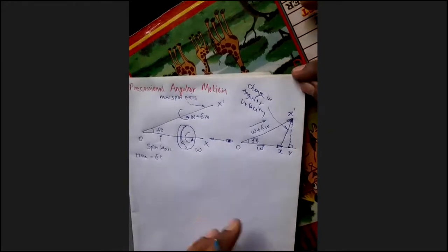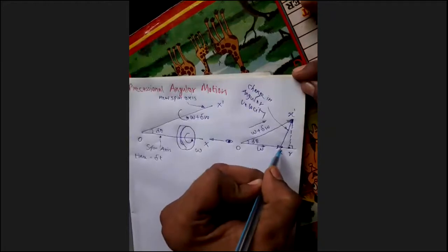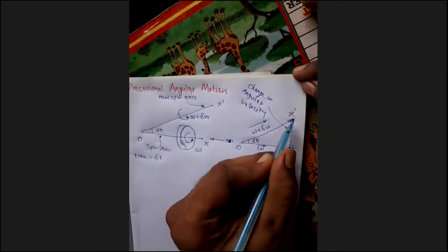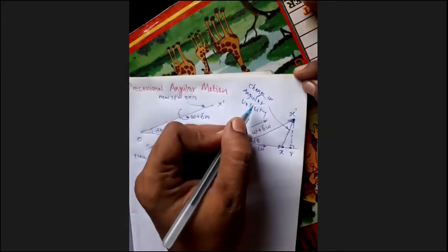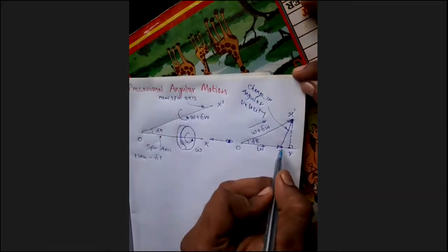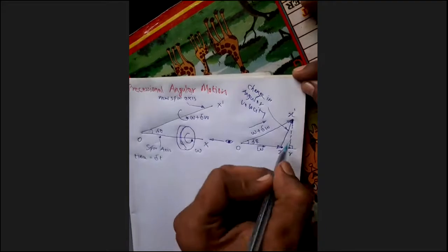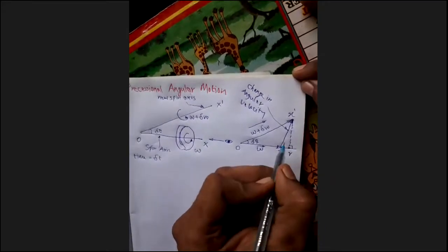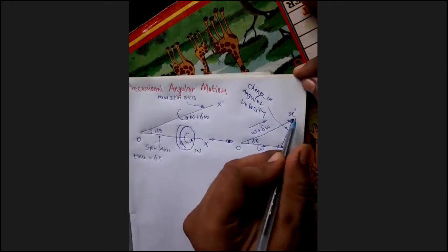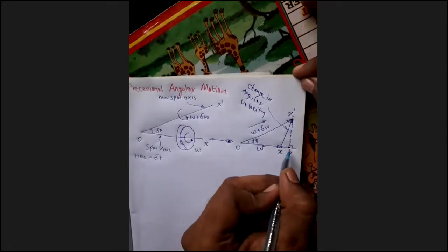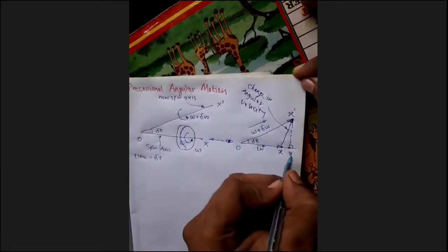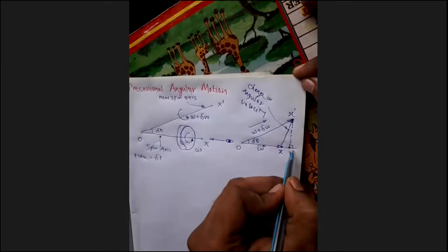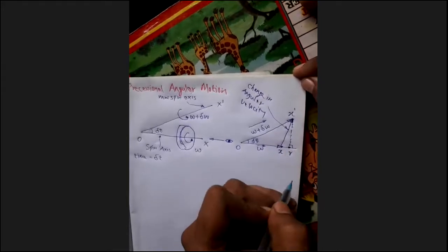Now you see, if I consider these two vectors, x dash, this vector, which is representing change in angular velocity, will have two components, xr and rx dash. Component xr represents change in velocity along OX. Component rx dash represents change in velocity perpendicular to OX. You understood this?